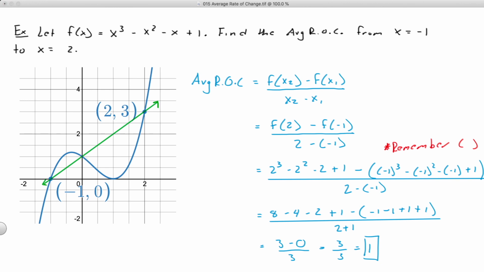If we continue going over 1, up 1, that brings us here. Once again, going over 1, up 1, that brings us here. And so we can see that all of those points with a slope of 1 lie along this line. And so that does indeed confirm our answer.